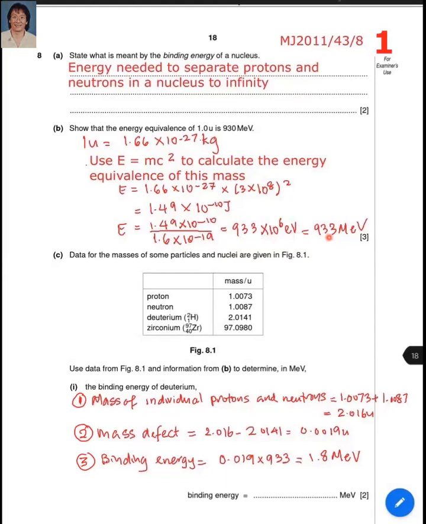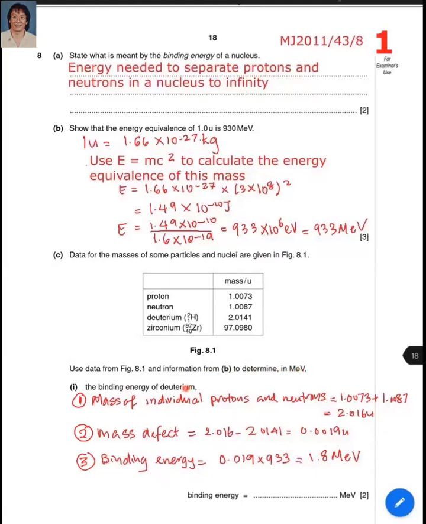Data for part C, data for the masses of some particles and nuclei are given in figure 8.1. This is the mass of the proton. This is the mass of the neutron in atomic mass unit. This is the mass of deuterium, and this is the mass of zirconium. Use data from figure 8.1 and information from B to calculate in mega electron volt the binding energy of deuterium.